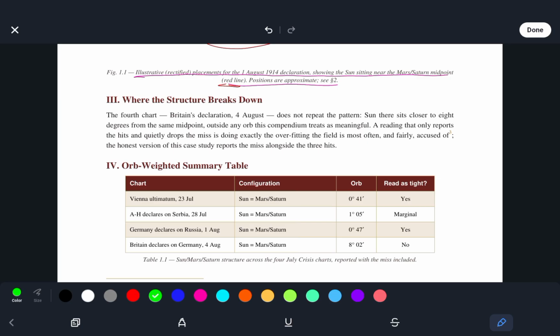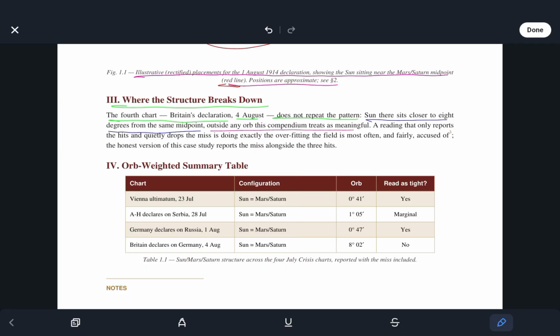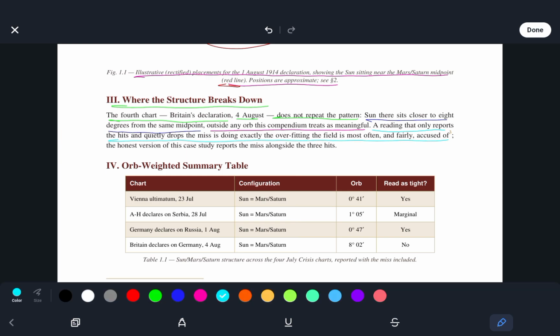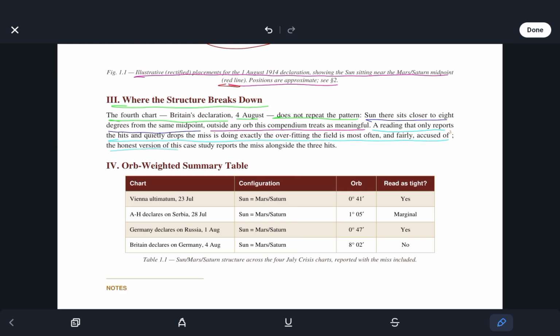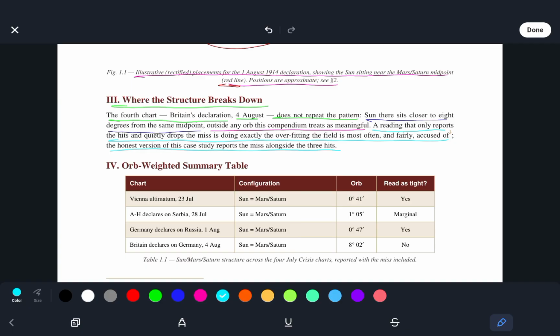So here's where the structure breaks down. The 4th chart, Britain's declaration, August 4th, does not repeat the pattern. Sun there sits closer to 8 degrees from the same midpoint, outside any orb this compendium treats as meaningful. A reading that only reports the hits and quietly drops the misses is doing exactly the orb fitting the field is most often fairly accused of. The honest version of this case study reports the miss alongside the 3 hits.